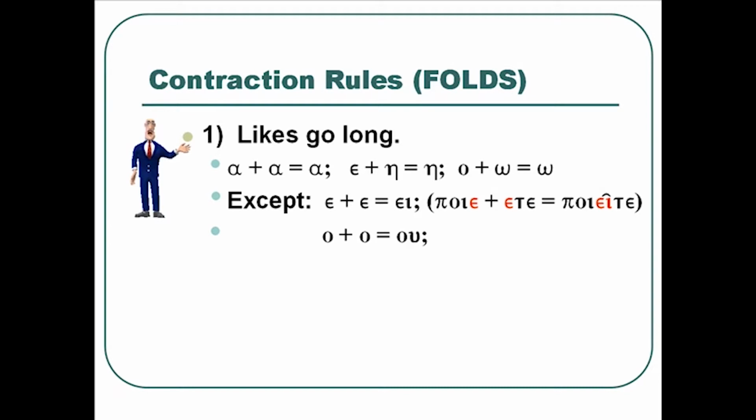So when the two vowels collide, they go long, except in the case of epsilon with epsilon, that becomes a diphthong, epsilon iota, and the omicron plus an omicron becomes an ou.